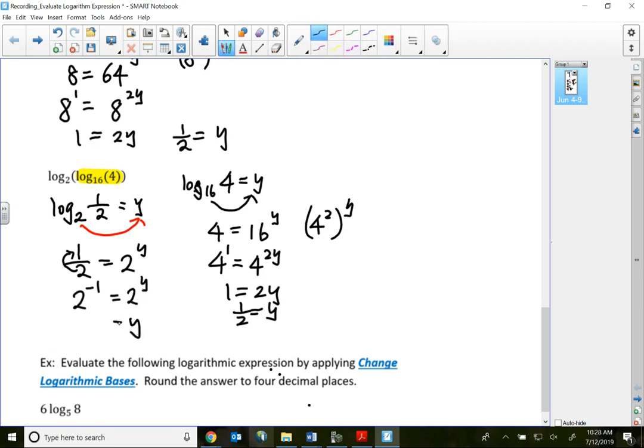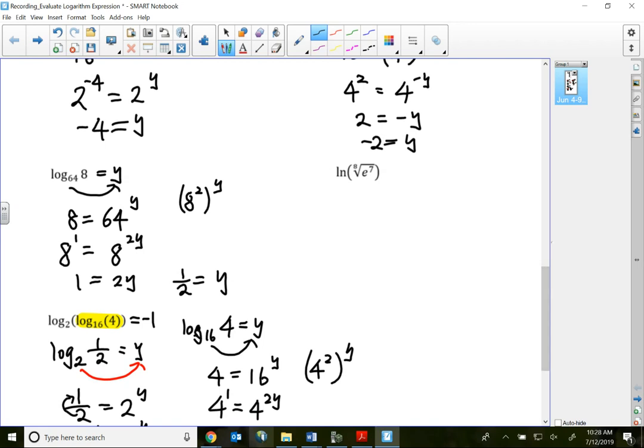So y is equal to -1. All right, so this whole entire answer here is going to equal -1. Now I'm going to show you how to do this particular problem in 2 different ways, okay?